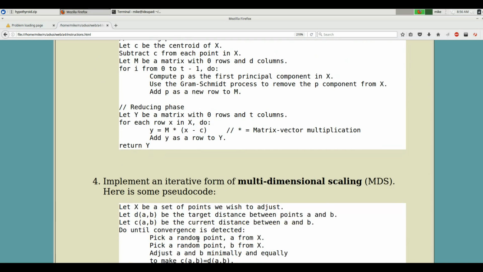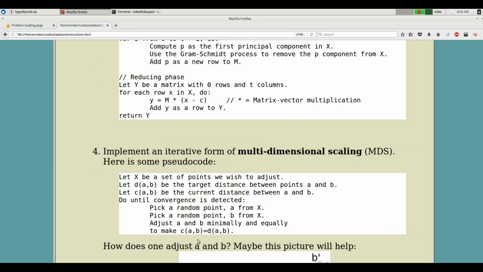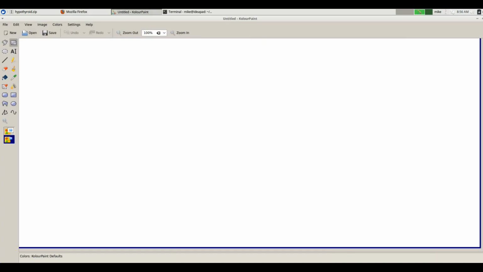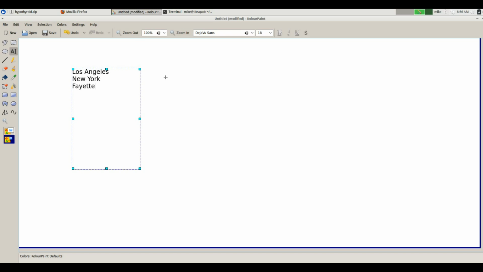I want to talk about multidimensional scaling. The classic problem in multidimensional scaling is this. Have you ever seen a map? And on the bottom of the map, they often have a pairwise table of cities. So you have Los Angeles, New York. Of course, Fayetteville will be on there.